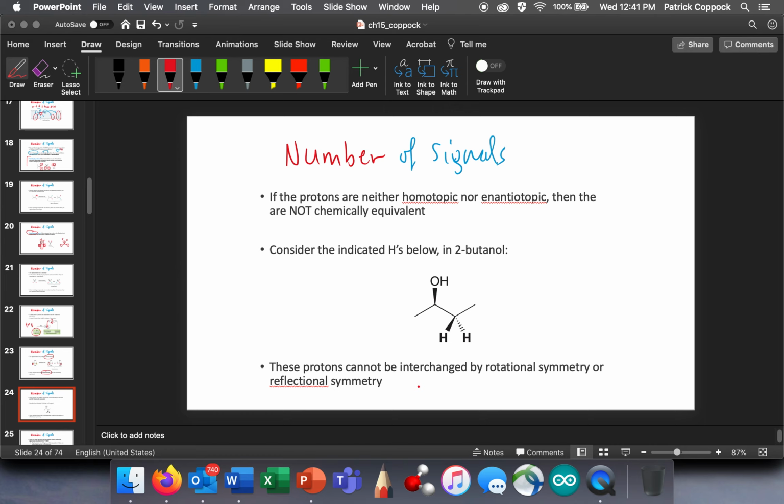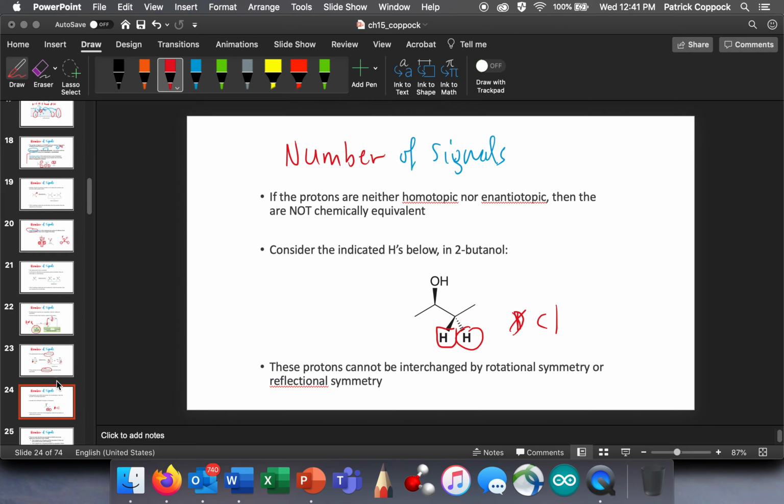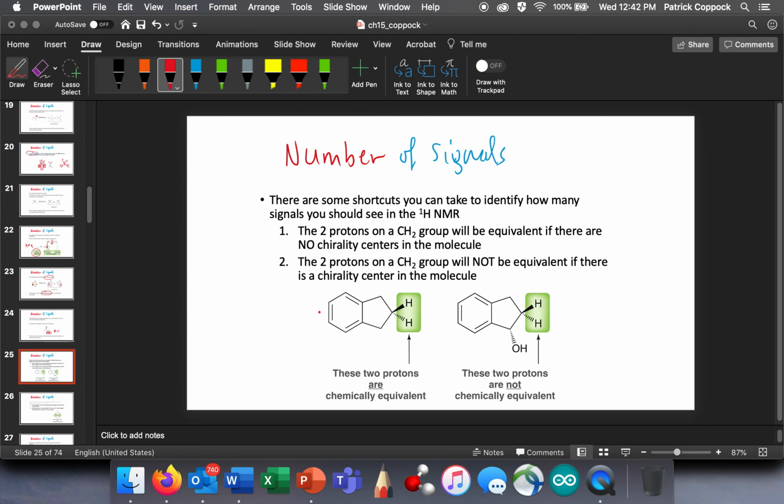These protons cannot be interchanged by rotational symmetry or reflectional symmetry, and so these two protons are enantiotopic, or I should say rather, diastereotopic. They are not chemically equivalent. I encourage you to stop the video here, replace one of them with a chlorine, and name the compound, and then replace the other one with the chlorine and name it, and you'll see that it is not the same thing. Okay, those hydrogens are not the same thing.